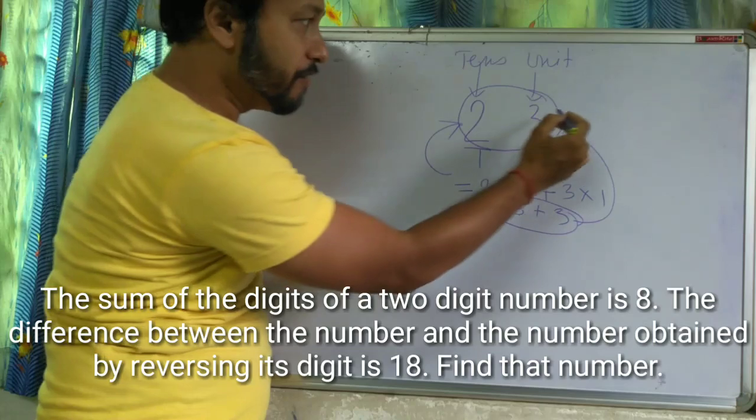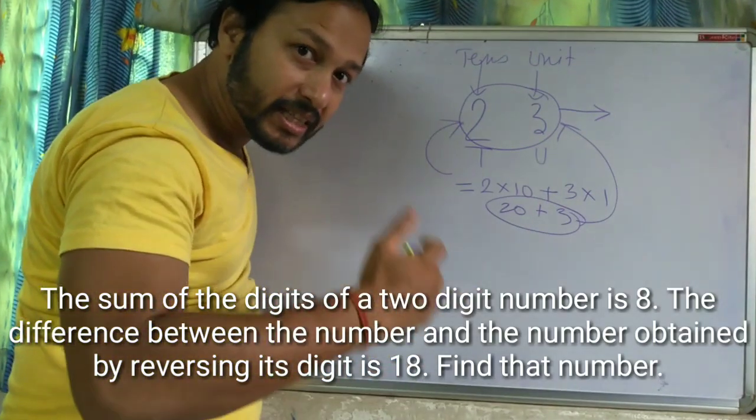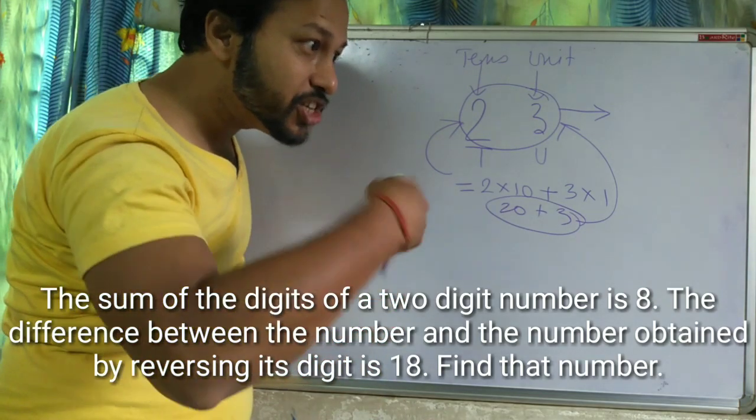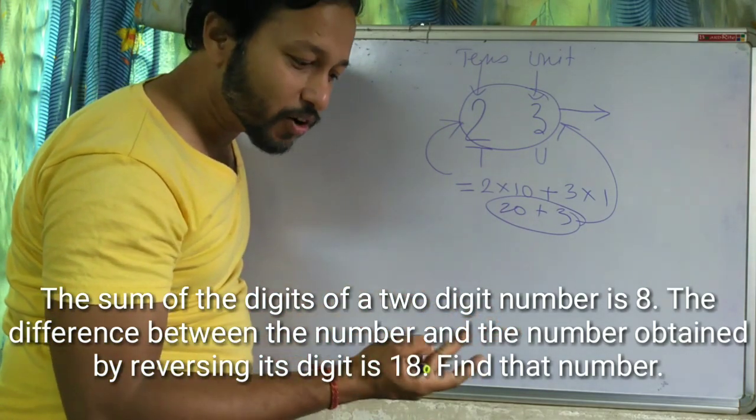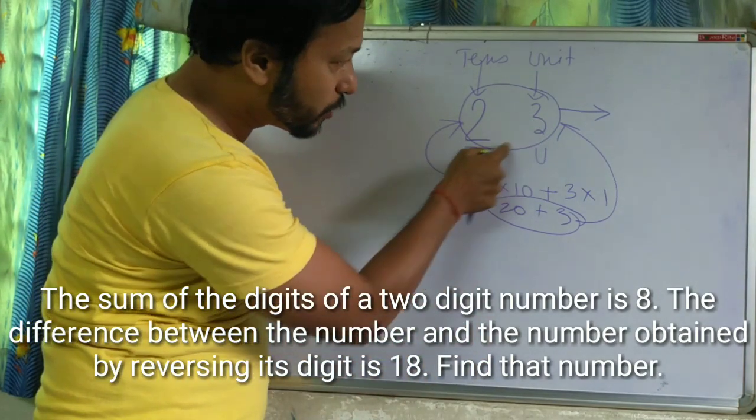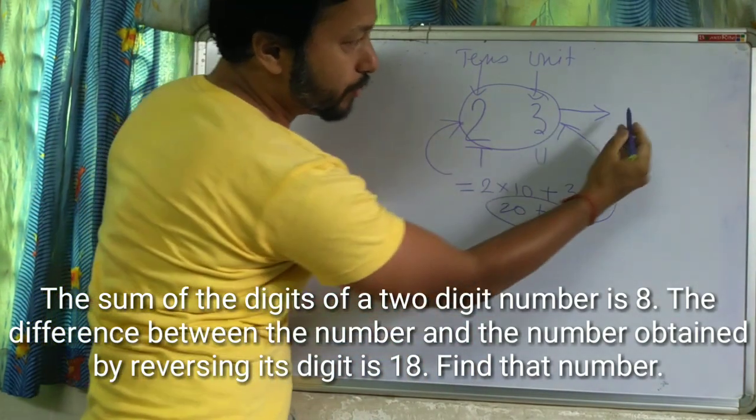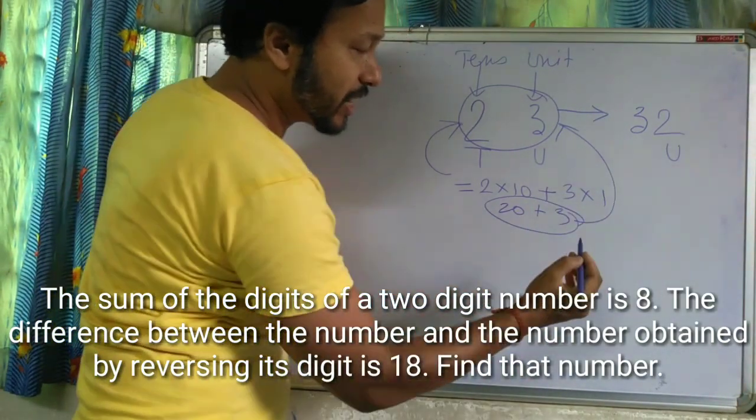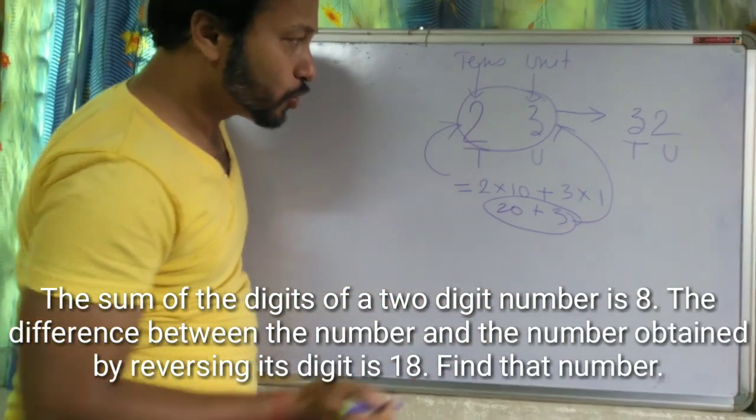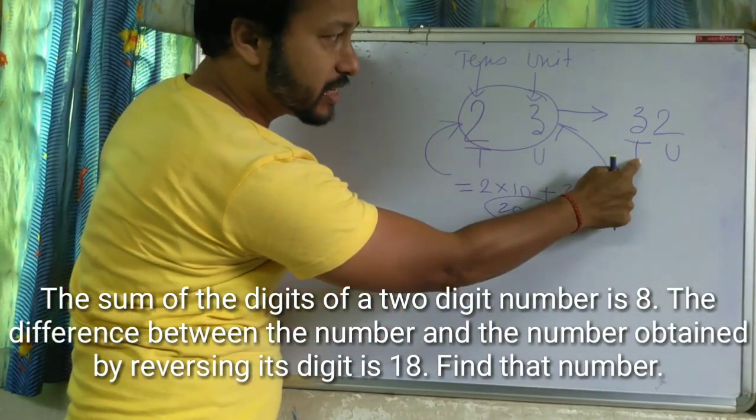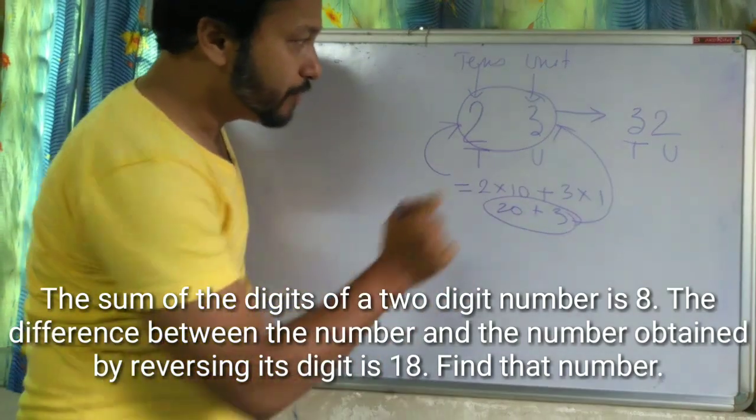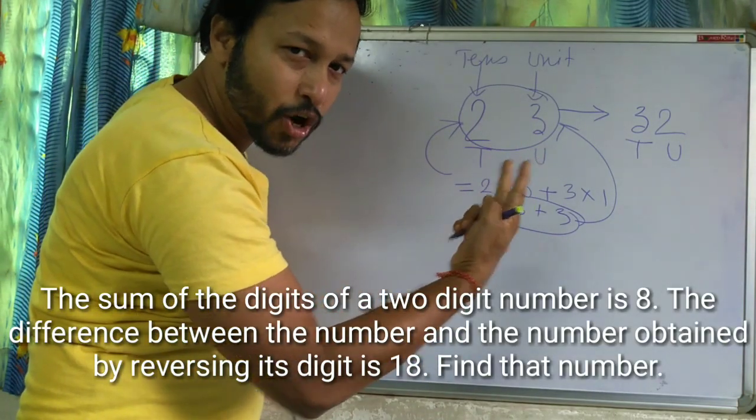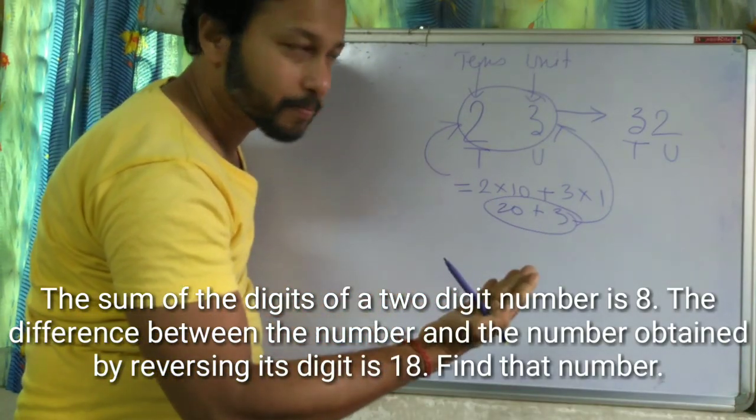Now, if we reverse the digits, reverse means interchanging the digits. Reversing or interchanging means obviously 3 will go here and 2 will come here. So it will be 32. Now 2 is my unit digit and 3 is my tens digit. So which was my tens digit? Now it is unit digit. And which was my unit digit? Now it is tens digit. This is called reversing the digits or interchanging the digits.